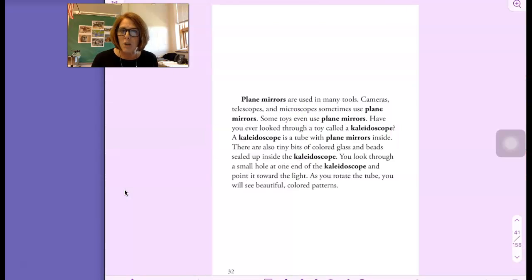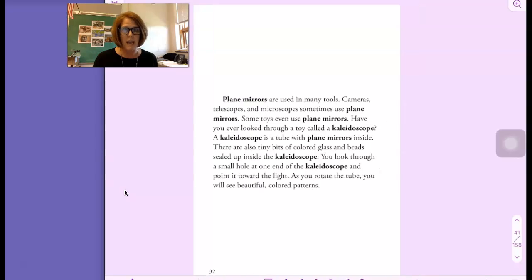A kaleidoscope is a tube with plane mirrors inside. There are also tiny bits of colored glass and beads sealed up inside the kaleidoscope. You look through a small hole at one end of the kaleidoscope and point it toward the light. As you rotate the tube, you will see beautiful colored patterns.